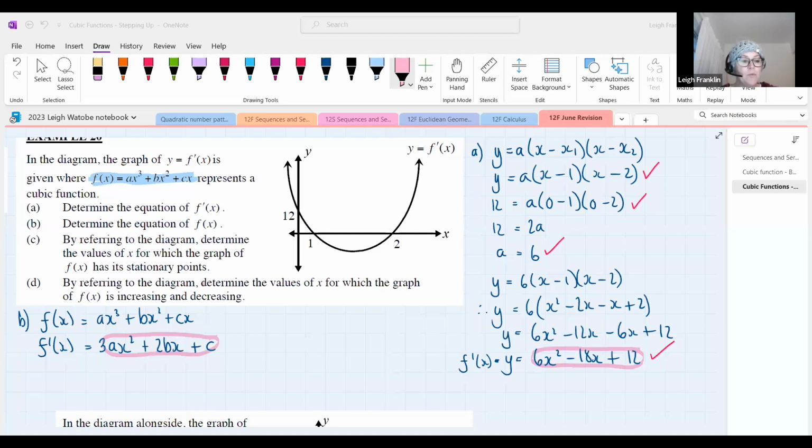It's the parabola that we see in front of us. So now what we're going to do is look at the first term. The first term of our first derivative is 3ax squared. The first term of our first derivative is 6x squared. So that means that 3a is equal to 6. So a has to be equal to 2.